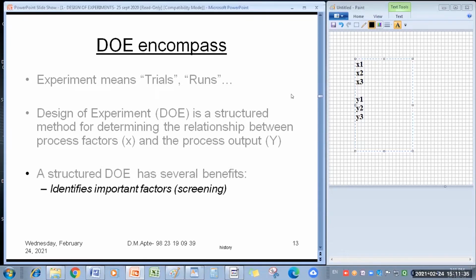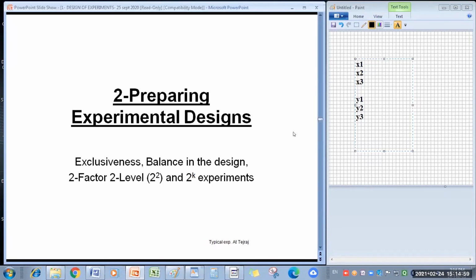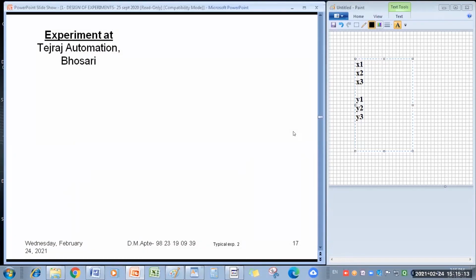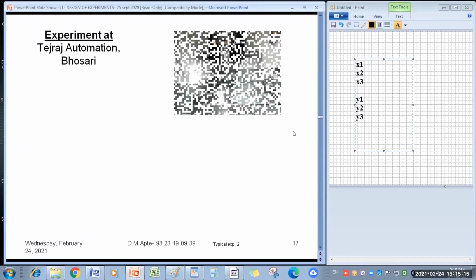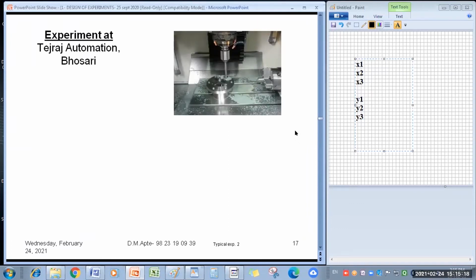Now, this DOE has several trials and runs. In a design of experiment, we first have to prepare the experimental design. How this experimental design is to be prepared, we are now going to learn. Let me take one example of Tejraj Automation, a company here in my place. A company is having a drilling job. There is a job undergoing a drilling operation. There is a drill. This drill moves inside and makes a hole inside the job.